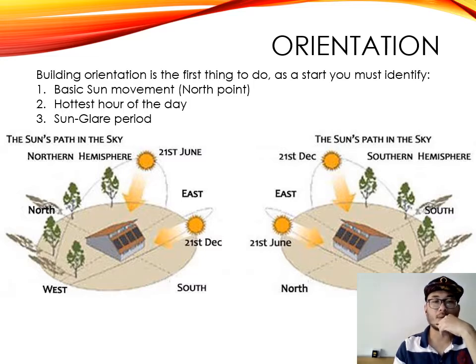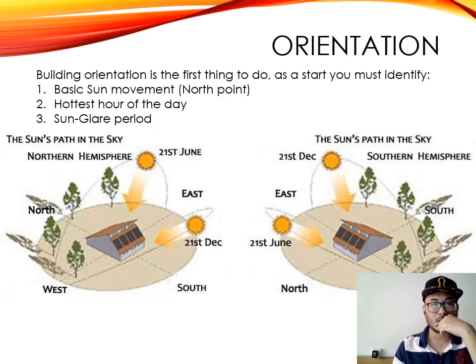This is quite important because we already learned in the previous class that sun glare is very annoying to human activities. It's blinding us when doing important things, so we need proper shades, especially during this period.